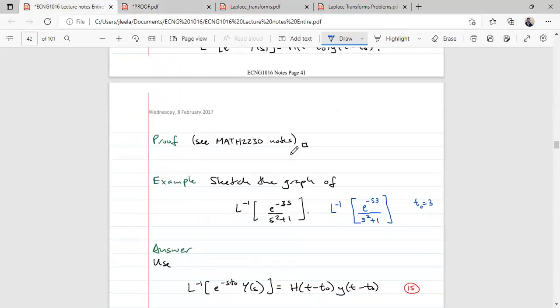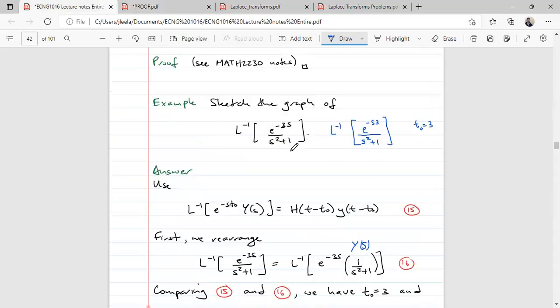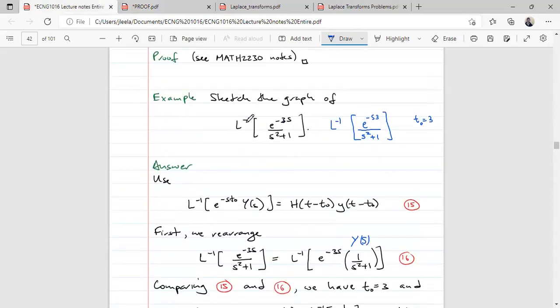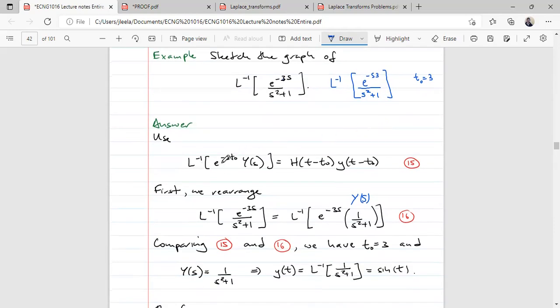Right, so let's go back to the lecture notes now. Let's look at an example. Sketch the graph of the Laplace inverse of e to the minus 3s over s squared plus 1. I'm just writing it on the side here. This is like the Laplace inverse of e to the minus s t naught, so I'll put the 3 on the right hand side. So your t naught is 3. Now we remember the Laplace inverse of e to the minus s t naught Y of s is the Heaviside of t minus t naught times y of t minus t naught.